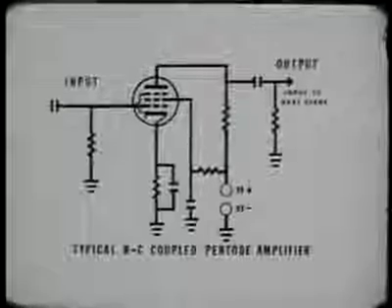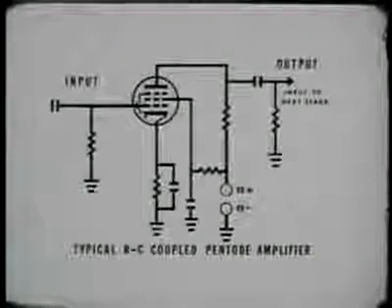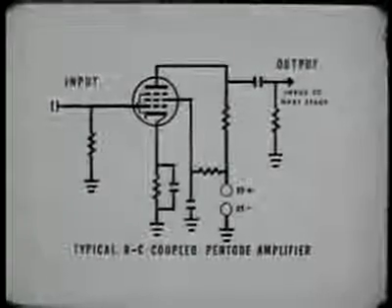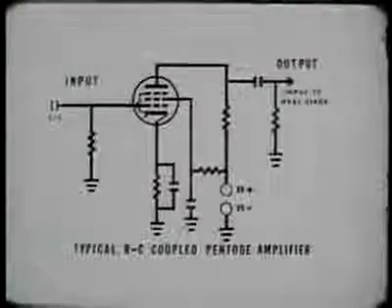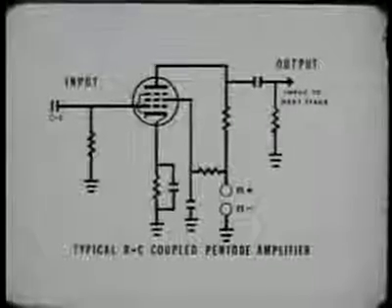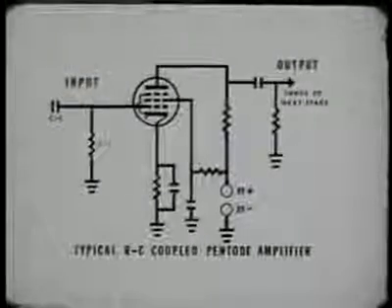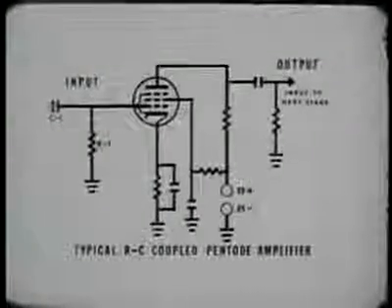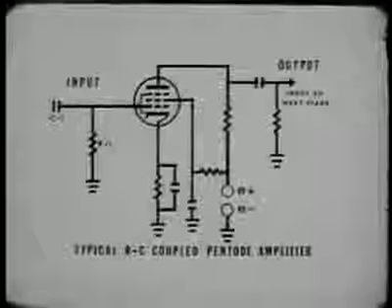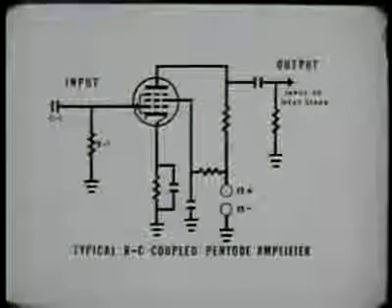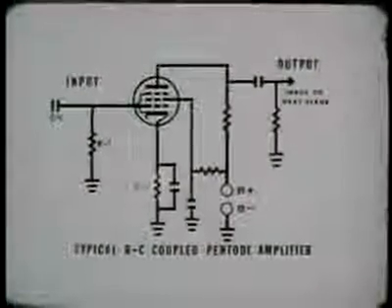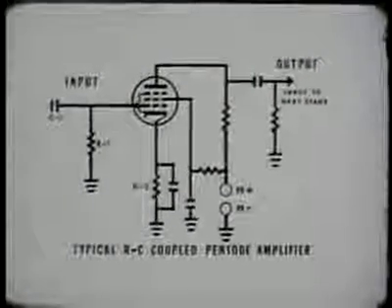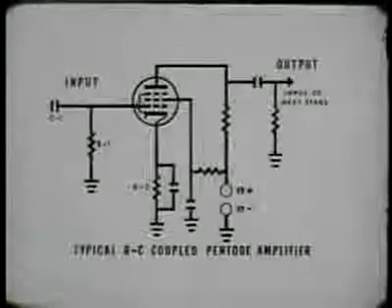Now let's analyze a typical RC coupled pentode amplifier. In this schematic drawing, C1 is an input coupling capacitor from a previous stage. R1 is the grid return resistor which connects the grid to ground, or B-. It also develops the signal voltage for the tube. R2 is the cathode bias resistor, used to develop a voltage drop that can be used as bias for the tube.